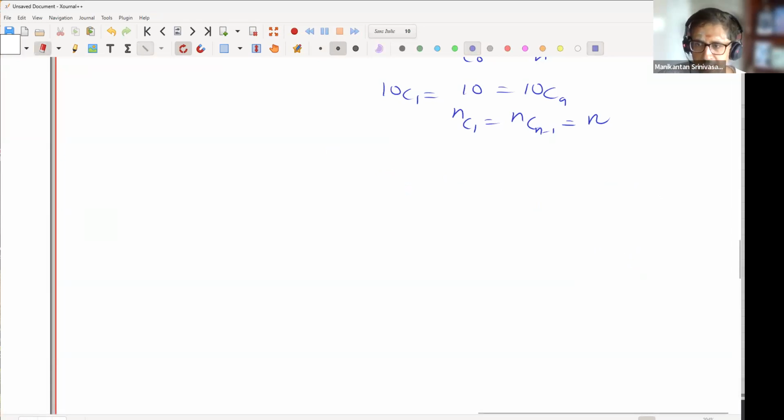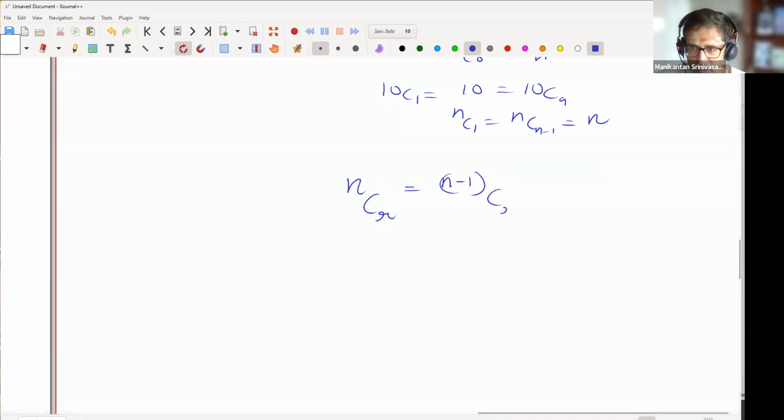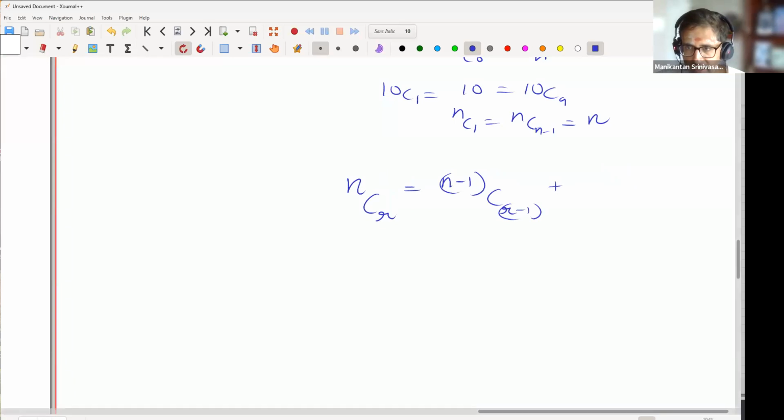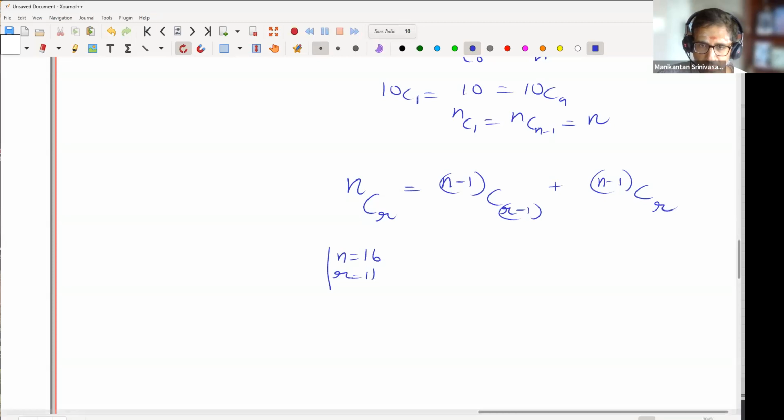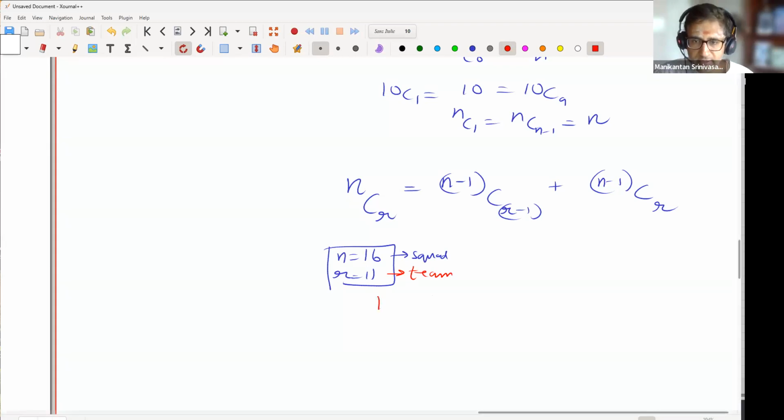Sorry, I'll say n choose r is the same as n minus 1 choose r minus 1 plus n minus 1 choose r. Let me give an example with n equal to 16 and r equal to 11. What is this 16? This is the squad. Say you have a cricket squad of 16 representing India, and finally only 11 will be in the playing 11. So from a squad of 16, I'll have to select 11.